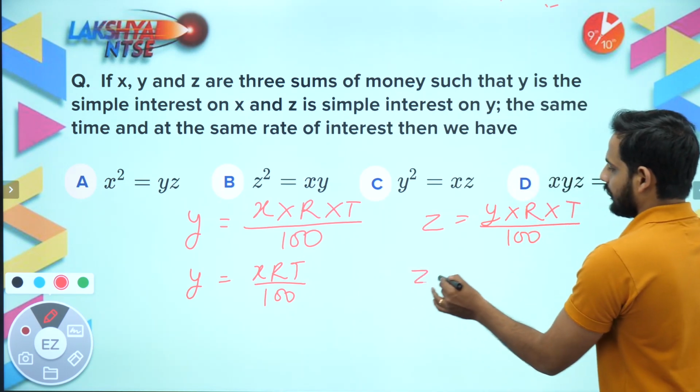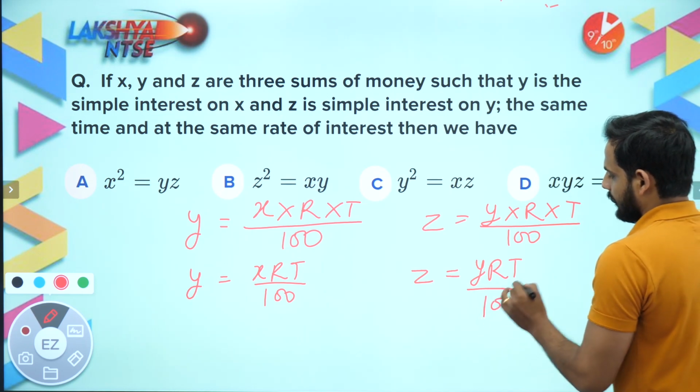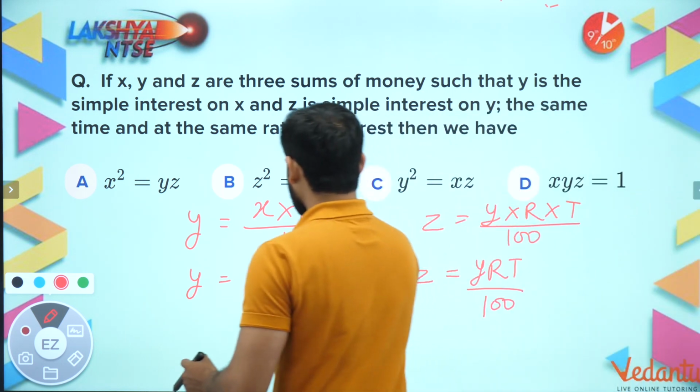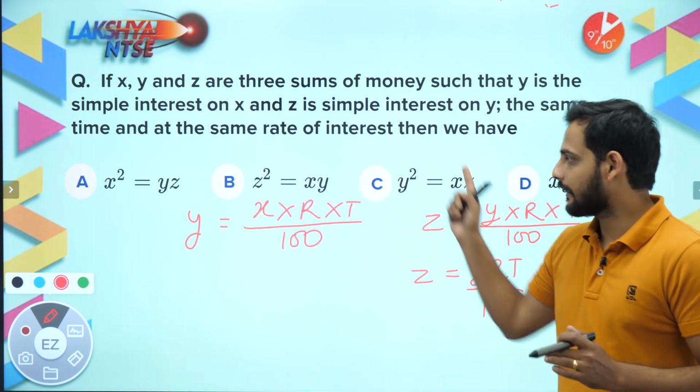So let's say your Z is equal to YRT by 100. Okay, so is there anything else I am missing? What can I say here? 100Z if I shift it there... Okay, let's do this thing. See, one easy thing: you want the equation in X, Y and Z, all should be there.